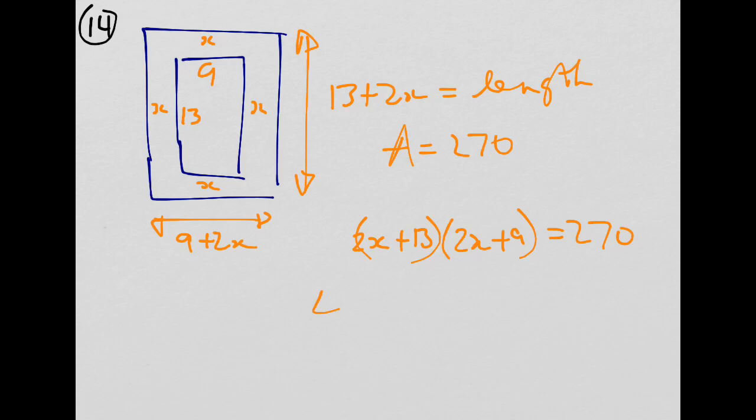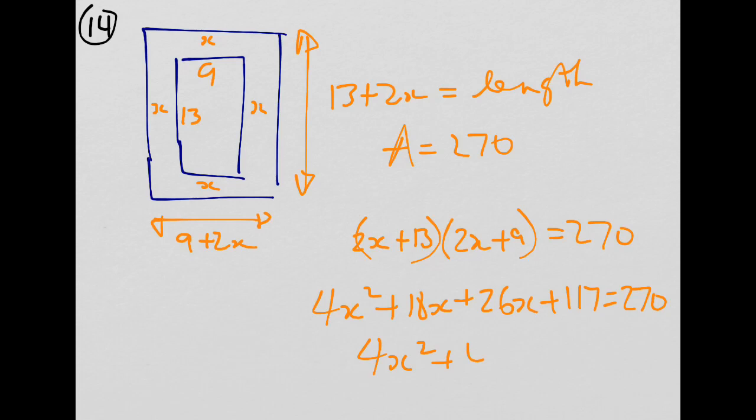So if I remove the brackets, I get 4x squared, 2x times 9, 18x. 13 times 2x is 26x, 13 times 9 is 117, equals 270. Bring everything over to this side and tidy it up. 4x squared, 8x add 26x is 44x, 117 take away 270 is a minus 153, equals 0.